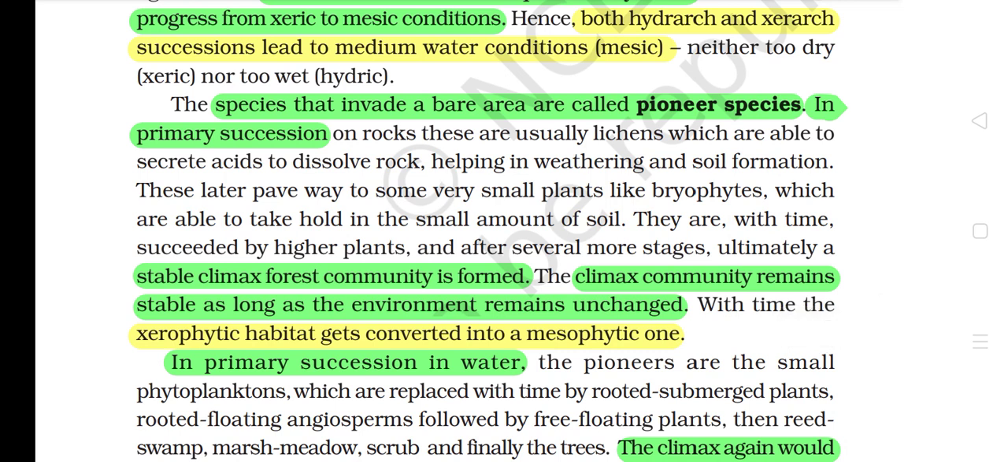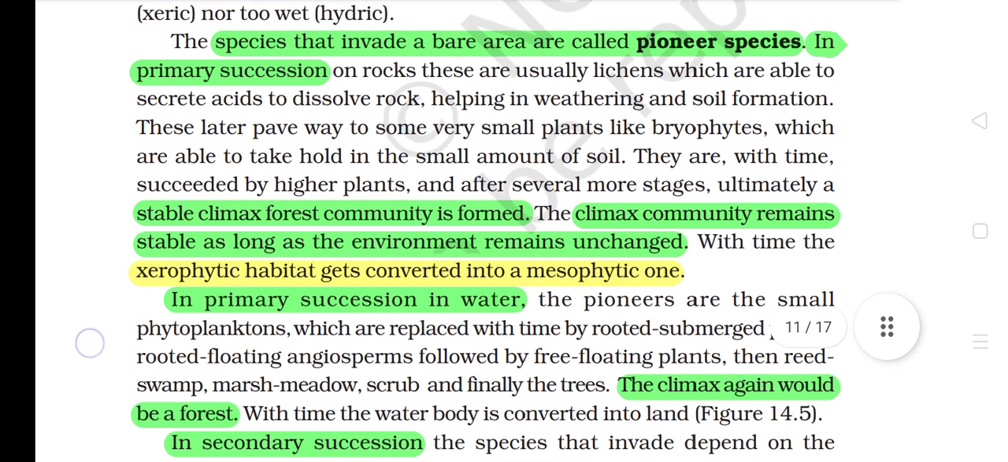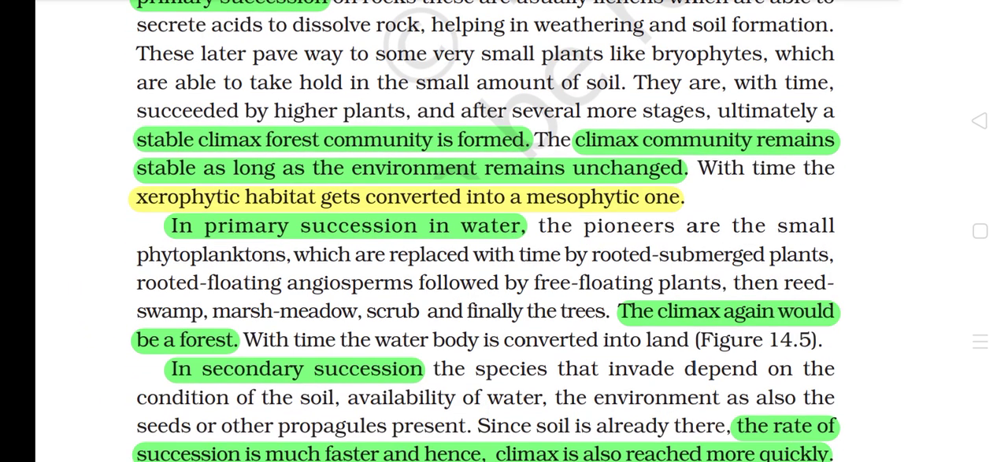The species that invade a bare area are called pioneer species. In primary succession on rocks, these are usually lichens which are able to secrete acids to dissolve rock, helping in weathering and soil formation. These latter pave way to some very small plants like bryophytes, which are able to take hold in the small amount of soil. They are with time succeeded by higher plants, and after several more stages, ultimately a stable climax forest community is formed. The climax community remains stable as long as the environment remains unchanged. With time, the xerophytic habitat gets converted into a mesophytic one.